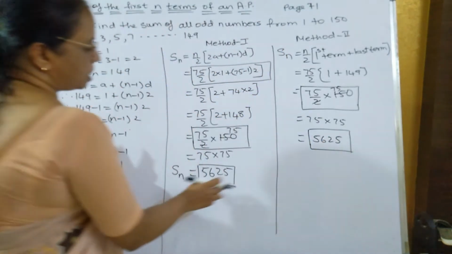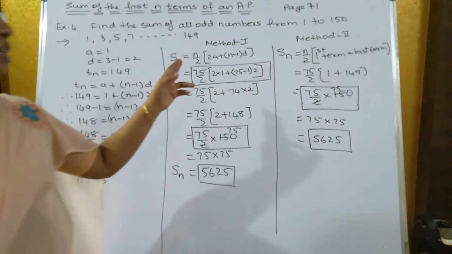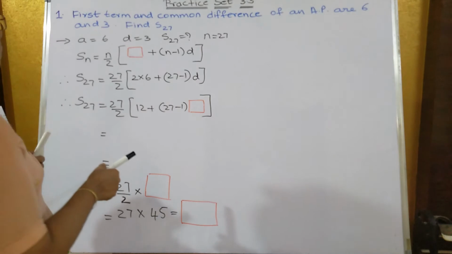5625. So if you compare both the methods, you are getting the final answer same. So if you know the first and the last term, you can do it by this method also. Now practice set 3.3, first sum.